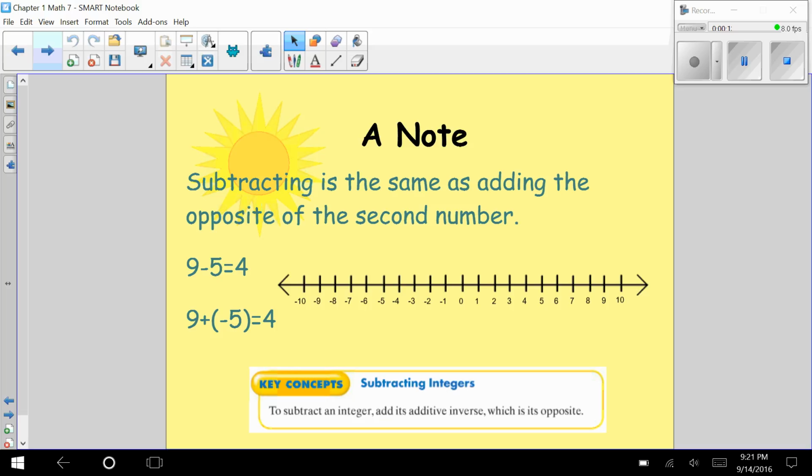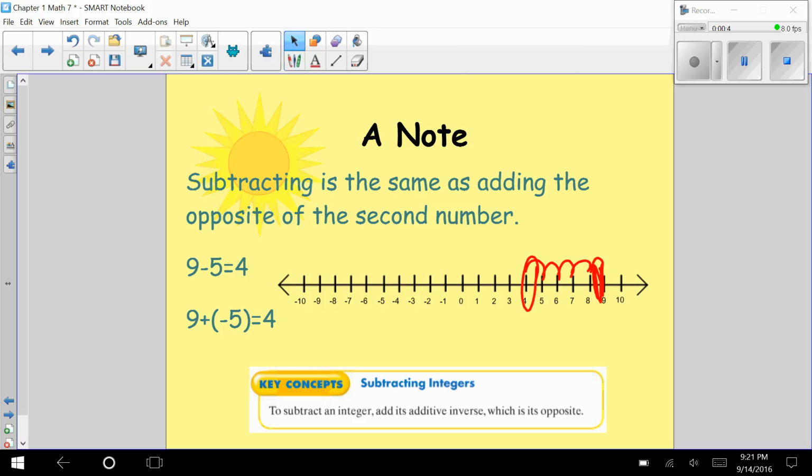So, one note, subtraction is the same as adding the opposite of the second number. So 9 minus 5 is equal to 4, but 9 plus negative 5 is also equal to 4. They're the same exact problem. If I had started at 9, whether I subtract or add a negative, I move to the left 1, 2, 3, 4, 5 spots, and I end up with 4.